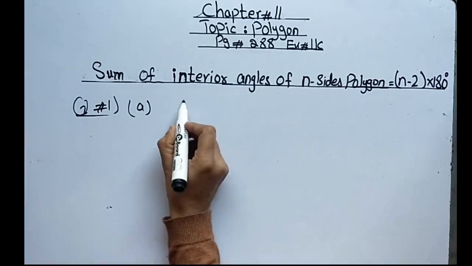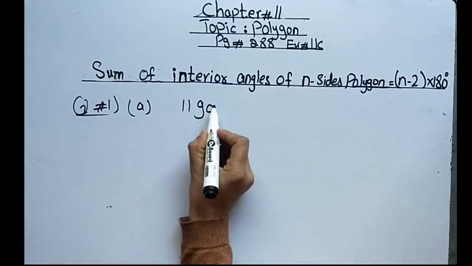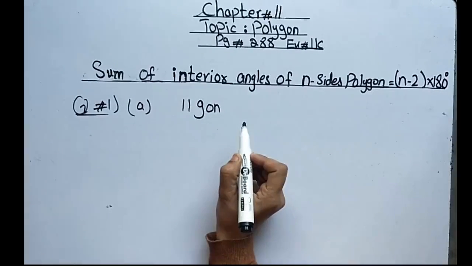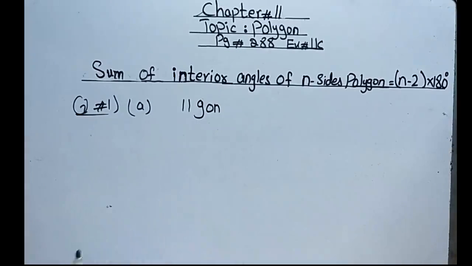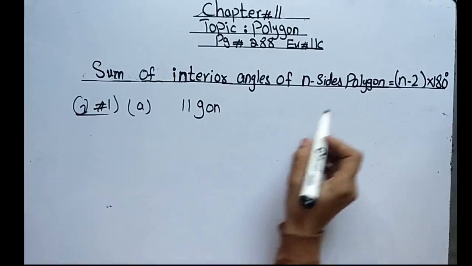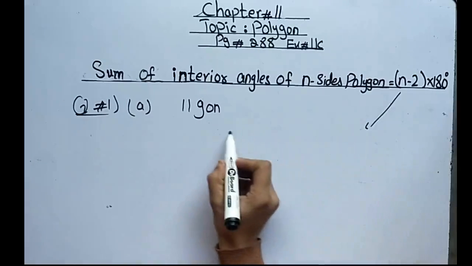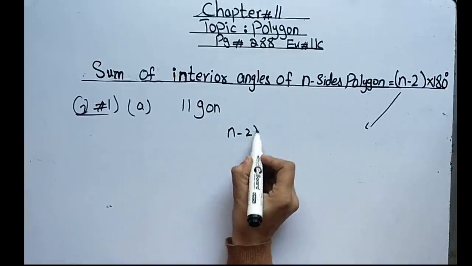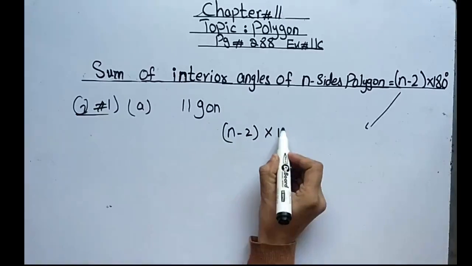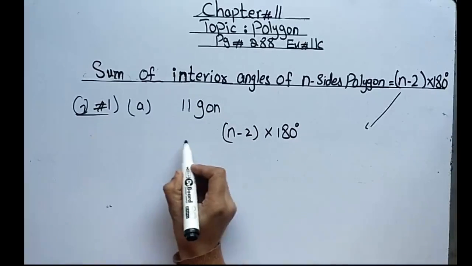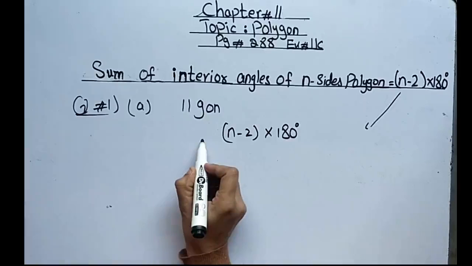Question number 1, part A. They are saying 11-gon. It means a shape that has 11 sides. So simply we will use this formula: n minus 2, multiplied by 180 degrees. Degree is the unit for angle.